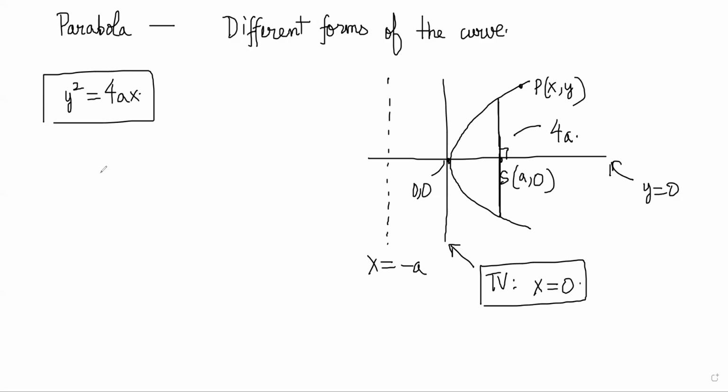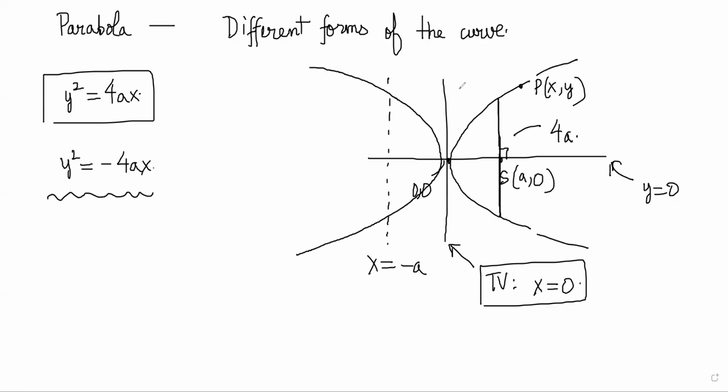However, we have different forms of the curve. Sometimes you might have a situation where you have an equation like this, y square is equal to minus 4ax. In this case, it is just a reflection, and the curve will look like this now. It is just a reflection of the standard curve about the y-axis, right? So the focus will come on this side now. Focus will be minus a comma 0 for this curve. The directrix would be x is equal to a.